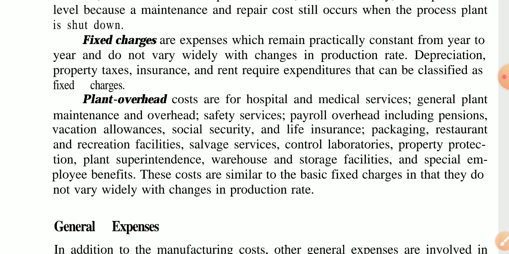Then operating labor may be divided into skilled and unskilled labor. Okay.